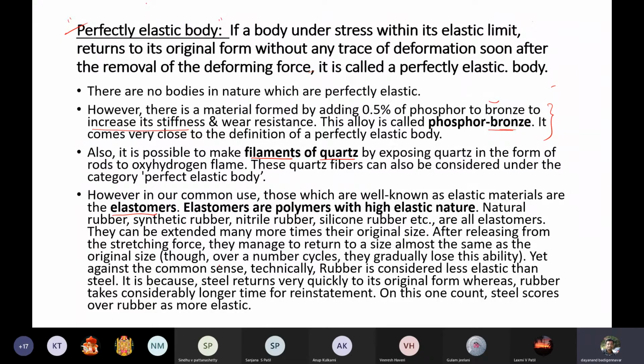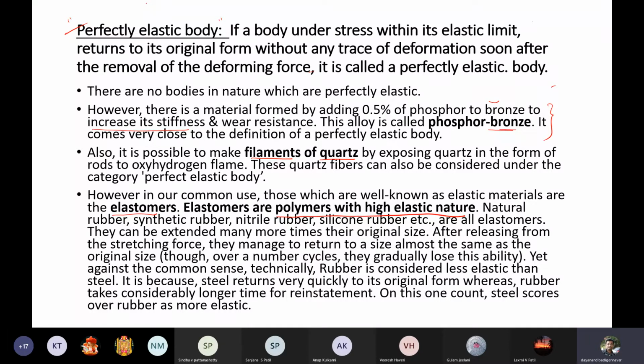So what is an elastomer? Elastomers are nothing but polymers with high elastic nature. If you look at a rubber eraser and you bend it, slowly it will regain its original shape. You can do it 100 times and it will go back to its original shape. After 100 times, slowly the elastic material loses its property of elasticity. That means it is not going back quickly. It will take more time.